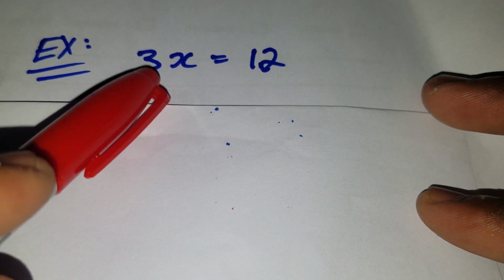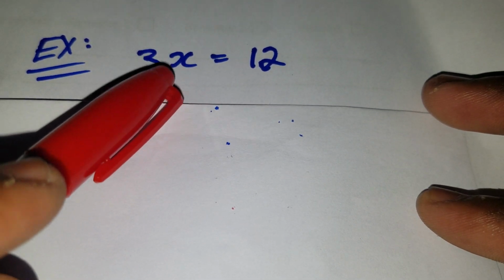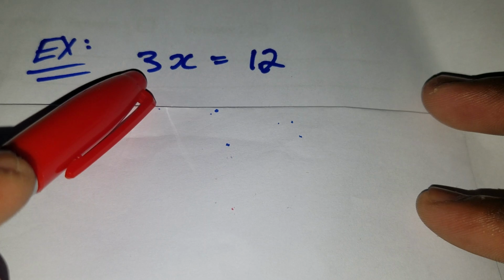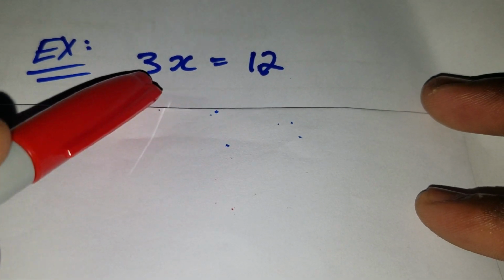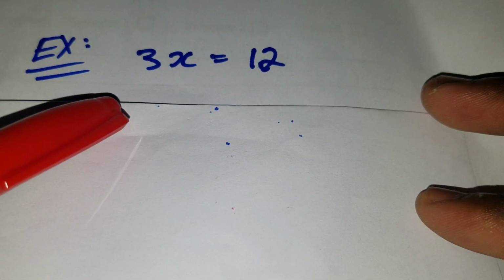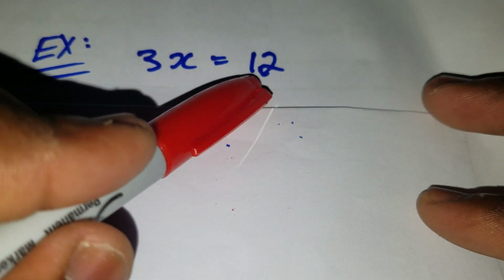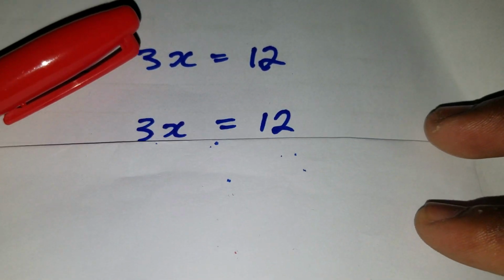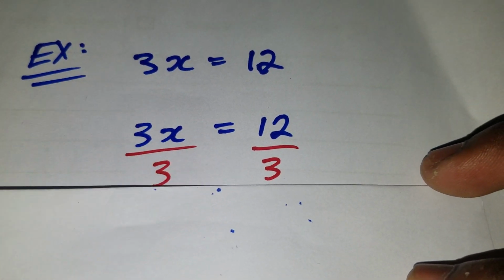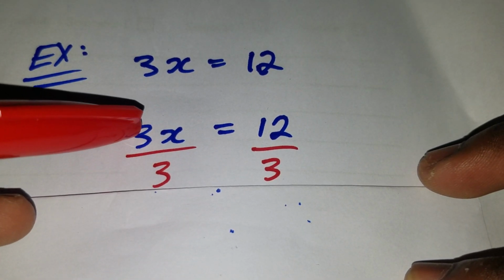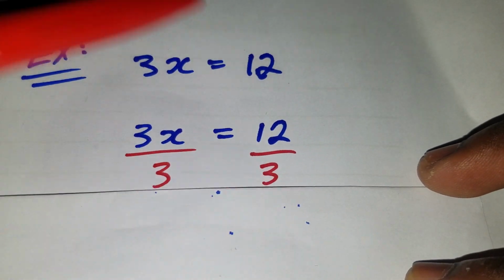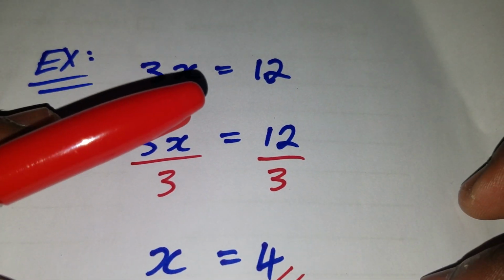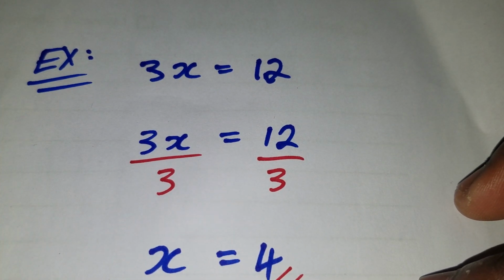So what can we do to get rid of the 3 that is being multiplied by the x? We have to do the opposite. We have to divide. So we're going to divide 3x by 3, and we also have to divide 12 by 3 to keep the balance. So as we can see here, dividing 3x by 3, the 3 will cancel the 3, leaving us with x, and 12 divided by 3 will leave us with 4. So therefore, x is equal to 4.